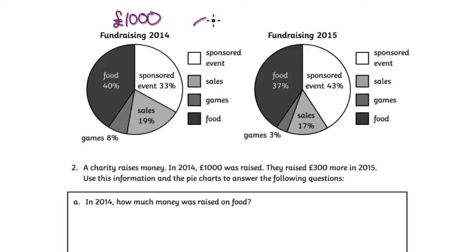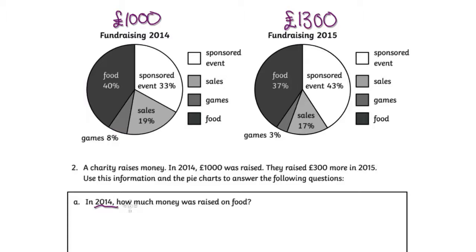So that means £300 more, meaning this pie here would be 1,300. So now we can get rid of this 300. We don't need it anymore. Now this 1,300 represents this whole pie, and 1,000 represents this pie. So now we can answer the question.